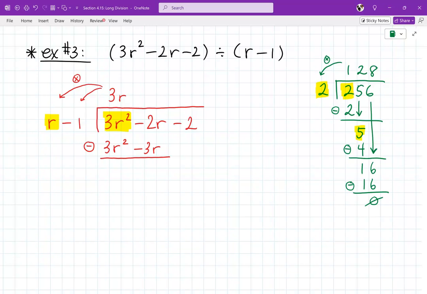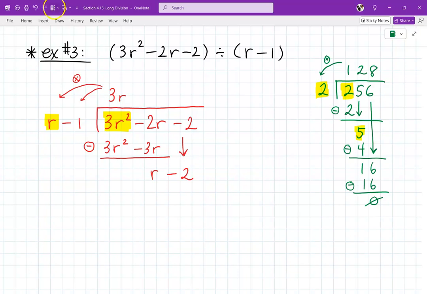Minus a negative. What does that mean? I'm adding. I'm adding up, right? Because remember, I already subtracted the first ones. Negative 2r minus negative 3r, that's plus 3r. So negative 2r plus 3r is r. Okay? And then what did I usually do? I had to drop down the next term. So bring down this minus 2.